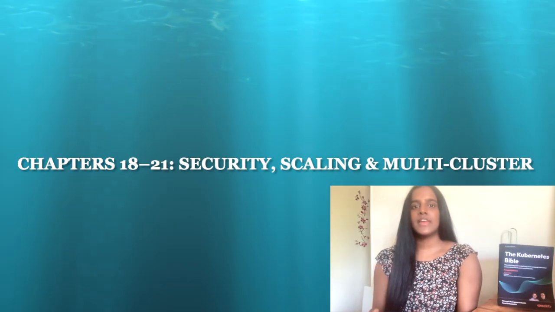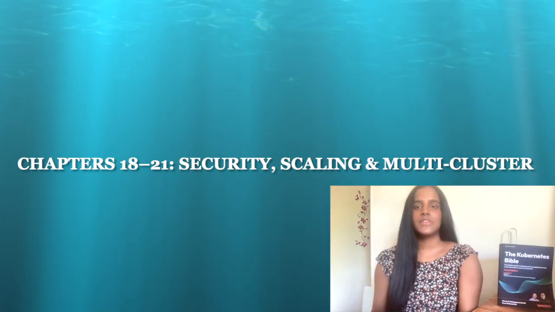Chapters 18 to 21 cover security, scaling, and multi-cluster. The 18th chapter is security in Kubernetes, which explores RBAC, role-based access control, pod security, and admission controls, non-negotiable for ML systems handling private data. The 19th chapter is advanced techniques for scheduling pods: node affinities, taints and tolerations, and static pods, mandatory for GPU scheduling.